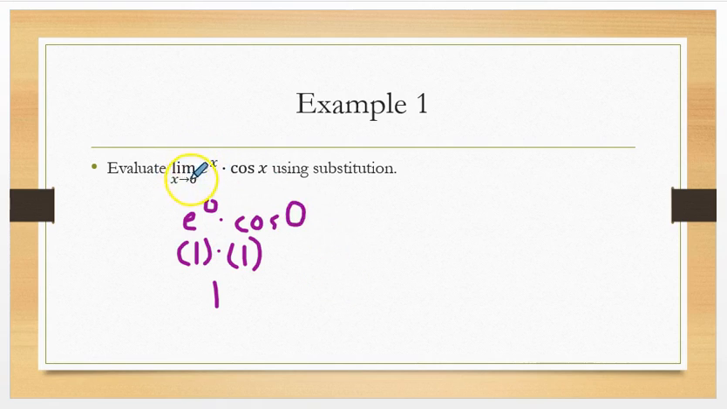Just take the given x value, the number that x is approaching for the limit, and just try plugging that in, because many times there will not be any problem with replacing x with the number.